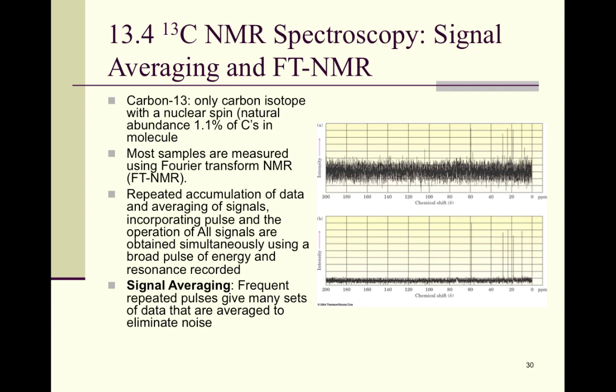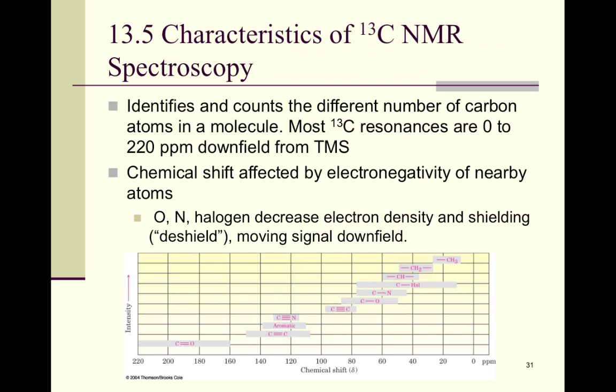Signal averaging. The frequent repeated pulses give many sets of data that are averaged to eliminate noise. On the top spectrum here, we have one run, and you can see a lot of noise, and there's a lot of peaks up above the baseline average where you can't really tell if that's a carbon reading or not. So if you run this frequently, you can make the signal to noise ratio much greater. And then you can see the actual peaks that we're looking at for the different carbons.